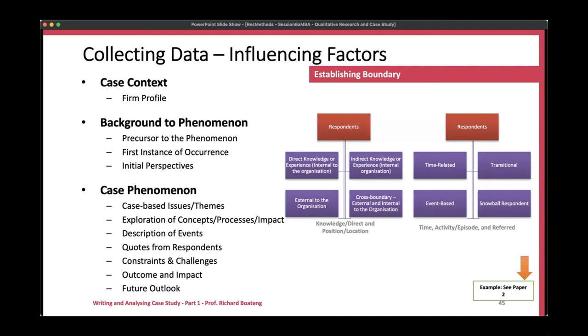So if you don't know the type of respondents you have and the different roles they play, you may bring respondents who are just direct to the information, but they may not necessarily be able to give you out-of-the-box solutions. Or respondents who are indirect. So let me just give an example.